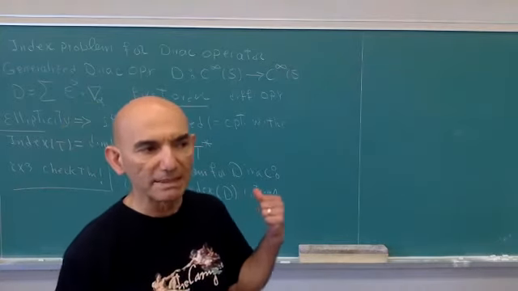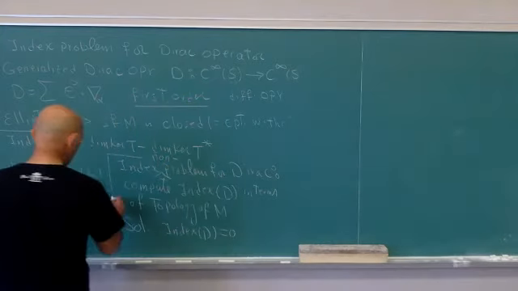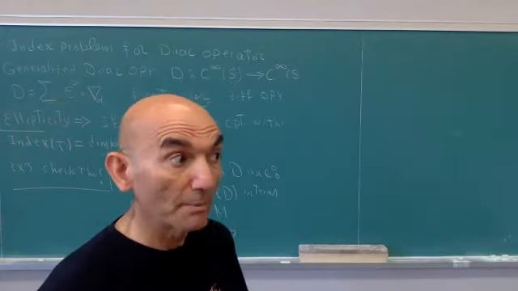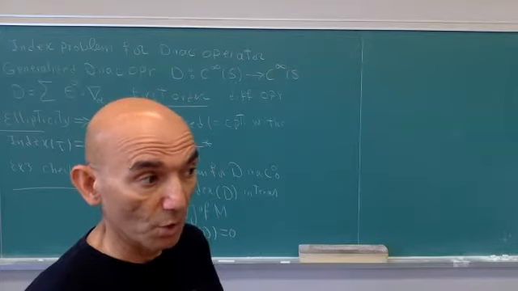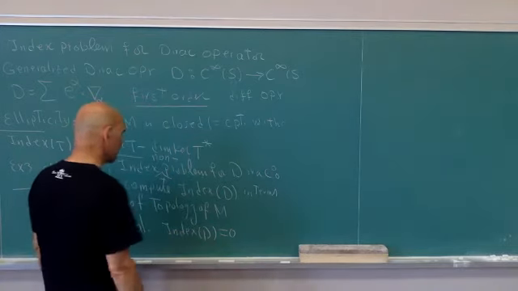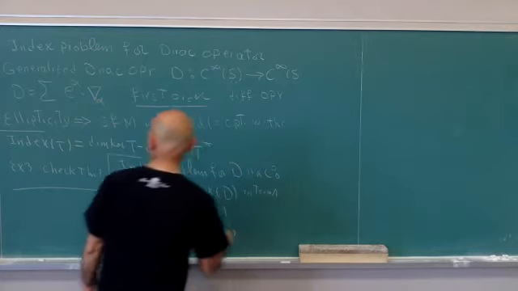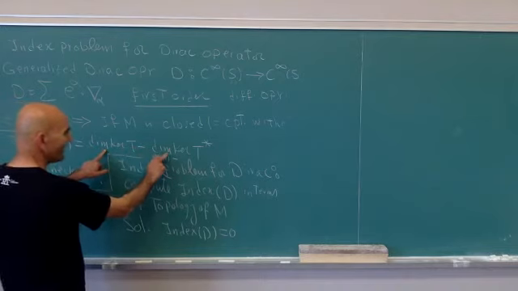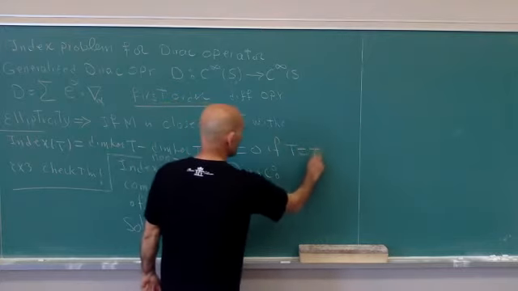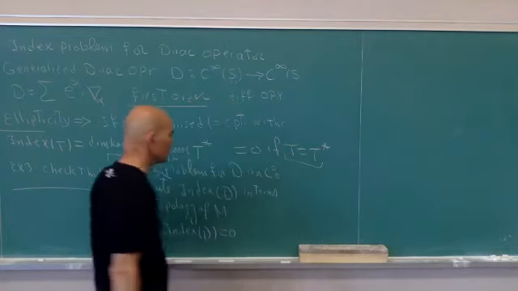Didn't we prove that D is self-adjoint? We checked that D is self-adjoint. I mean, it doesn't have a boundary. It's a closed manifold. M is a closed manifold, right? No boundaries. So yeah, exactly. So the index of D is equal to 0 since D is self-adjoint. I mean, it's here. So this is equal to 0 if T is equal to T star, right?